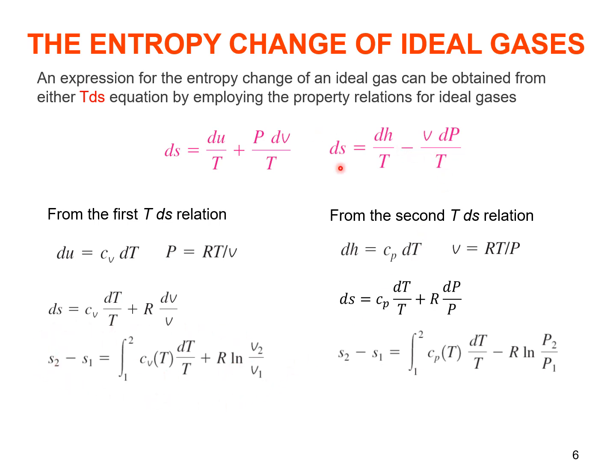From the second Tds relation, we can follow exactly a similar kind of process. dh is Cp dT, and again we have the ideal gas law. We just have to solve for v here, substitute in, and we get a similar result. The only difference really is we replace Cv by Cp, and we replace the v by pressure. So we can use either one of these relationships for an ideal gas.